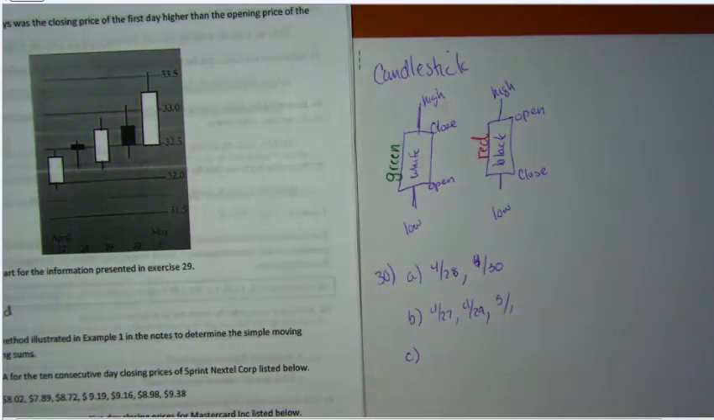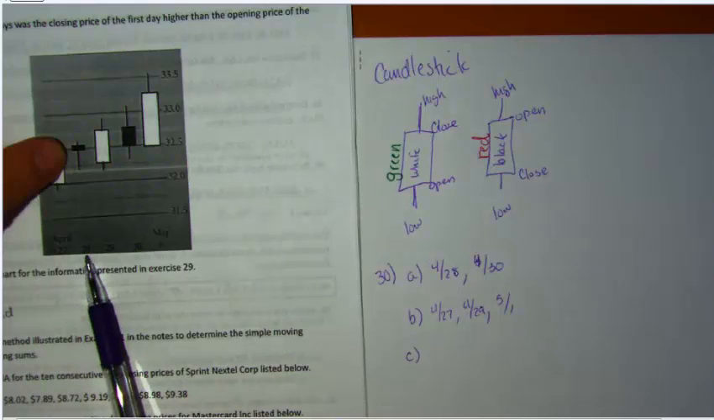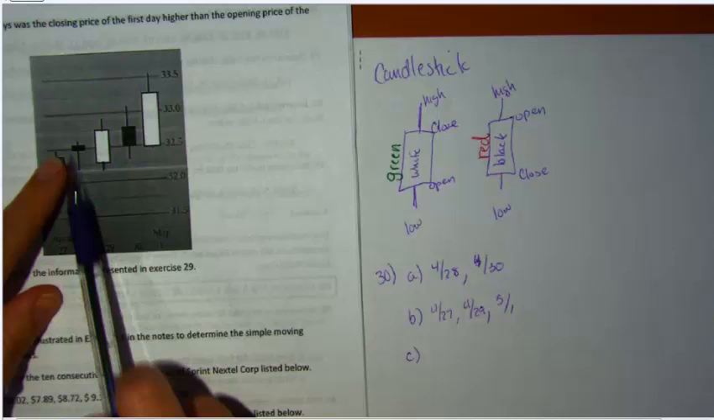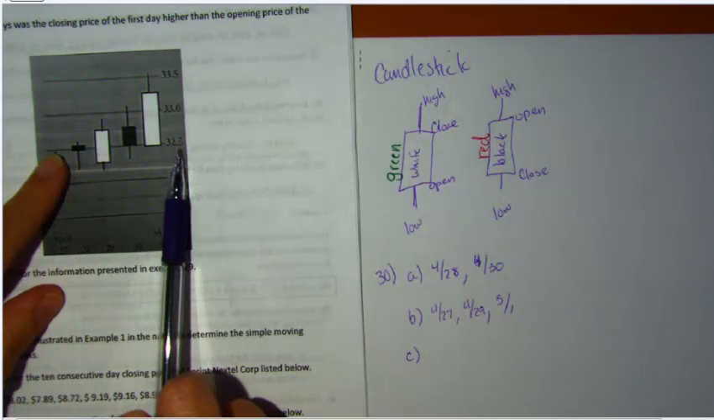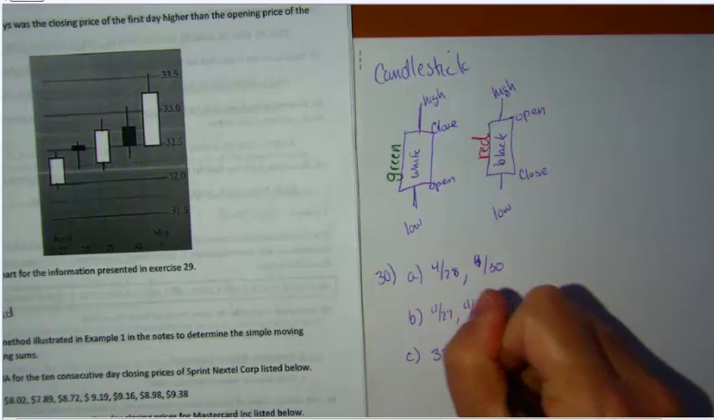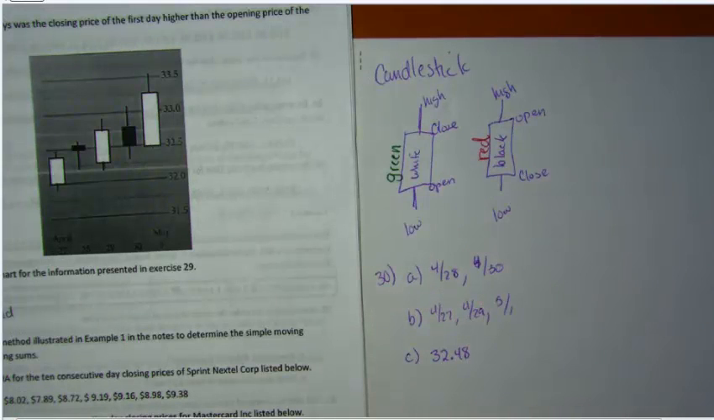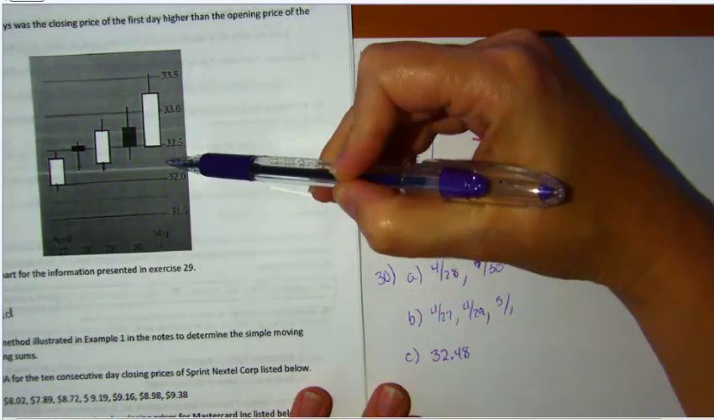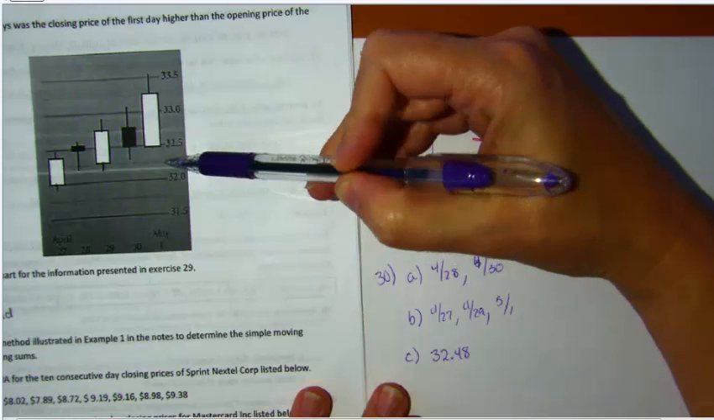C is what is the approximate closing price on April 28th? So here's 28th, it's black, so the close is the bottom one. So we're just below 32.50. So I'm just going to say about 32.48 or something like that. Again, if you said 32.50, it's almost on the line. I wouldn't really count off for that as long as you're in the general range of, this would be 32.25, this line. So you'd have to be between 25 and 50.